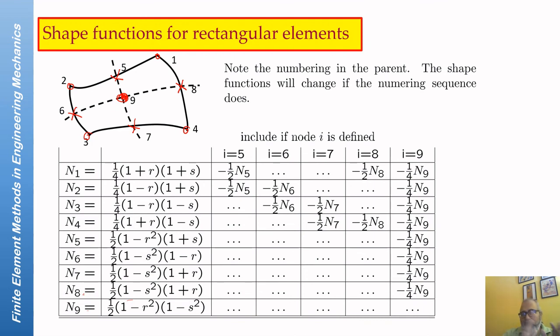So we will not bore you with many more of this, but this is a very compact way of formulating shape functions, and most commercial codes have several of these already built into their codes.